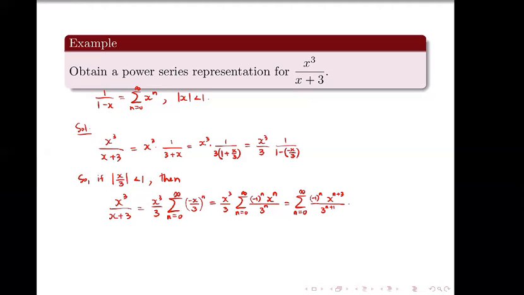And again, we have this. That is, we have x cubed over x plus 3. This is the sum from 0 to plus infinity of negative 1 to the n, x raised to n plus 3 over 3 to the n plus 1, provided absolute value of x is less than 3.